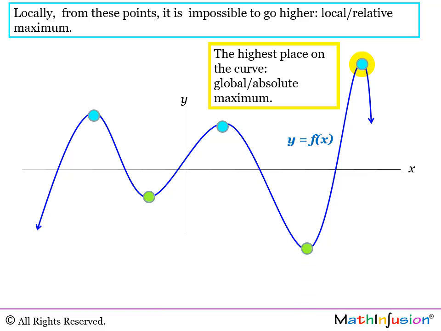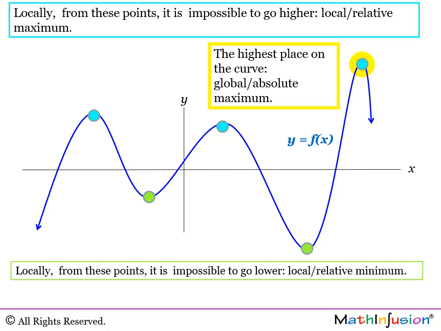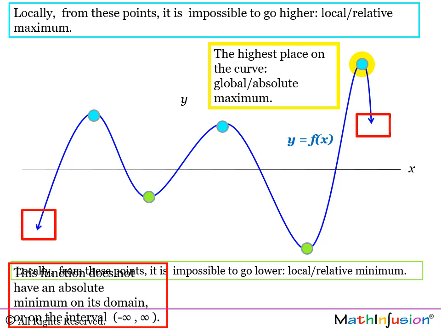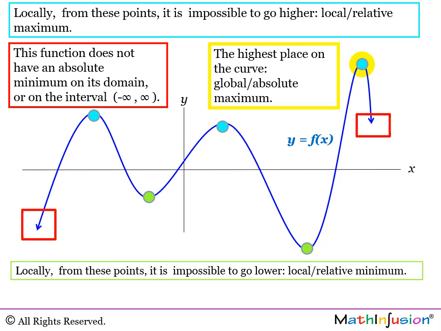Here, we cannot go down anymore. So with those points, it is impossible to go lower. And that's why these points are local or relative minimum. What about absolute minimum? Observe the graph. The graph goes down forever. It means that this specific function does not have an absolute minimum on its domain.